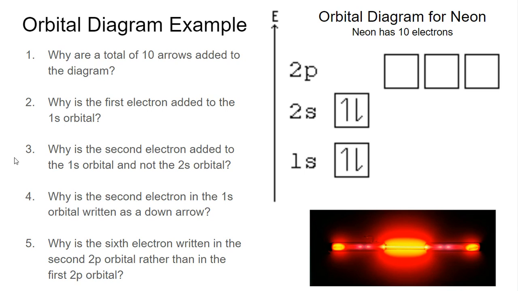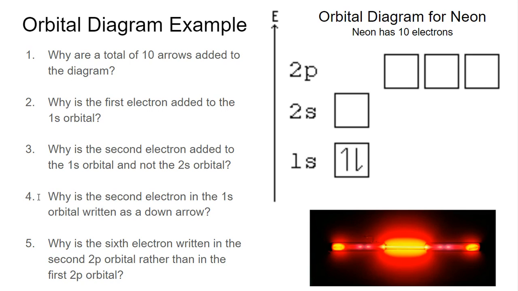Number 3, why is the second electron added to the 1s orbital and not the 2s orbital? This also is based on the Aufbau principle, which says that electrons will always occupy the lowest energy positions first. Even though the second electron would have to be paired up in the 1s sublevel, there still is a position in the 1s sublevel which is lower in energy than the 2s sublevel.